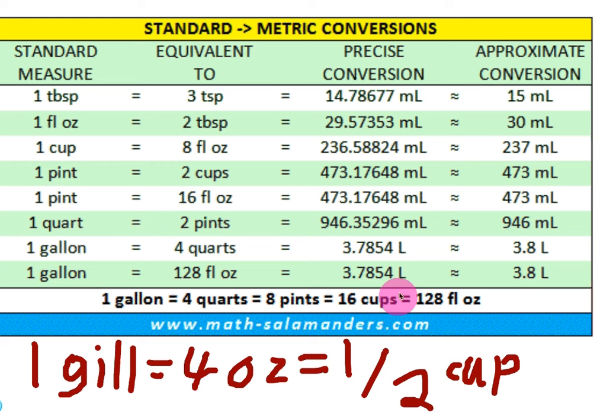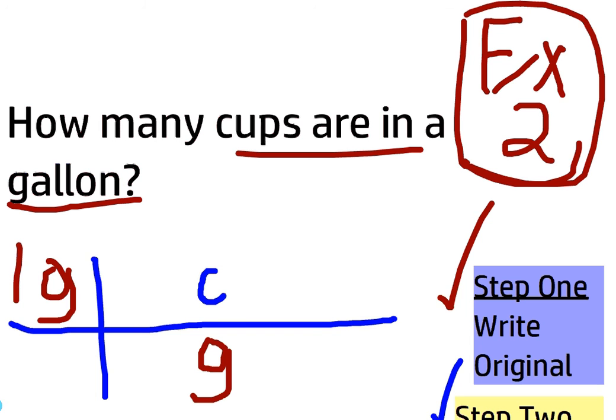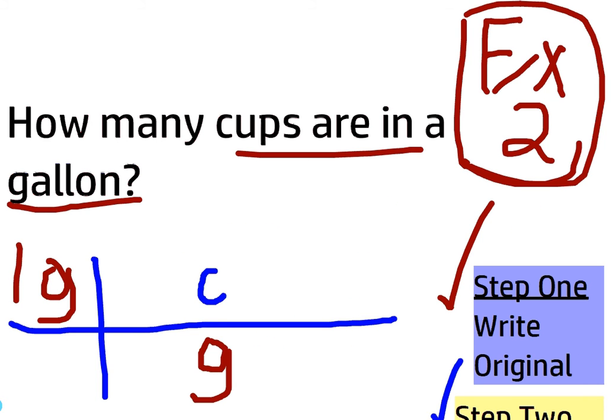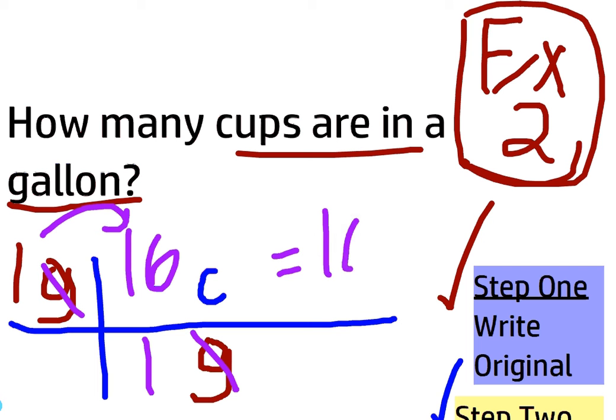There's a lot of different ways to do it, but it all hinges on that chart. So I'm going to do 16 on top and 1 on bottom. The gallons will cancel, and 1 times 16 gives you 16 cups.